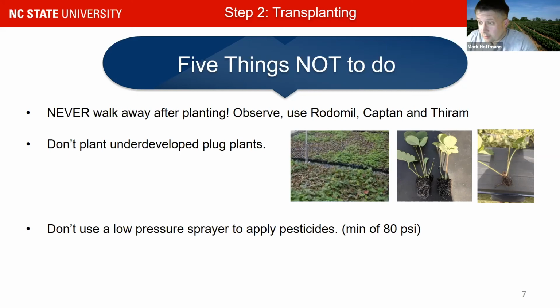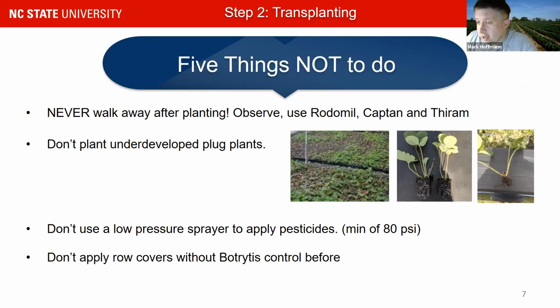Also, don't use a low pressure sprayer to apply pesticides. We recommend a minimum of 80 psi, especially later in the summer if the plants are large. You want to reach inside the canopy, you want to reach the flowers, and you want to reach the fruit, and you need a certain amount of pressure to do that.